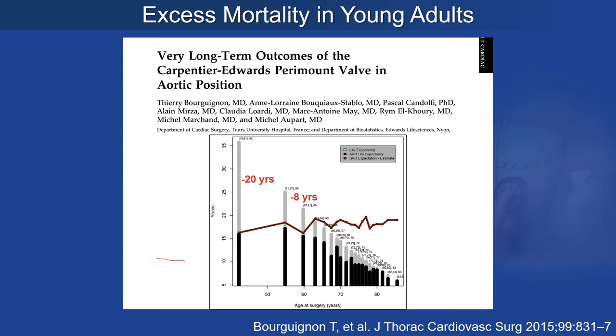And very similar to that Swedish study I showed you, older patients had an OE ratio of close to 1. And the younger the patients were, the higher that OE ratio for mortality was. And you can see that a patient in their 40s had almost 20 years of amputated life expectancy after surgery.